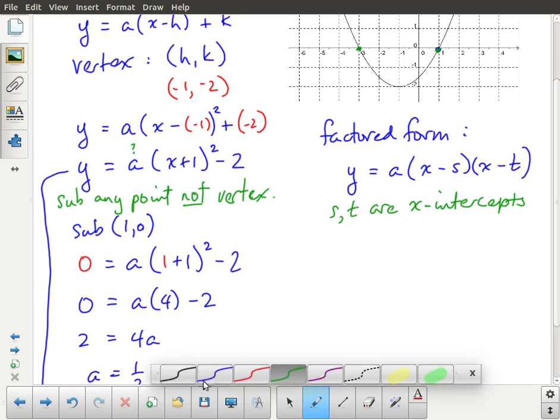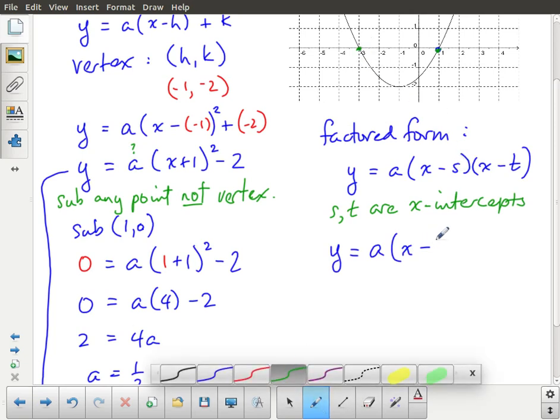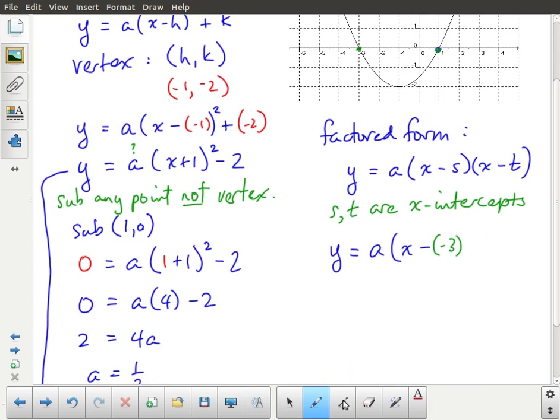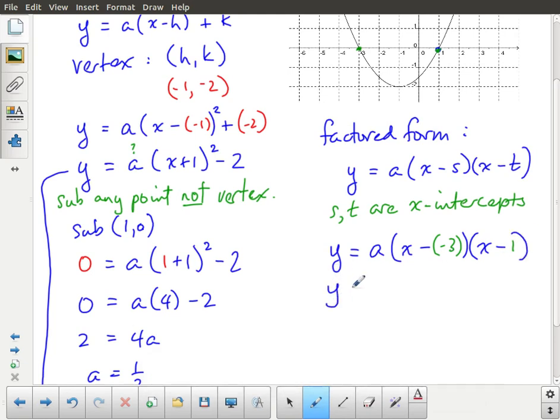So when I rewrite this equation, y equals a(x minus, but s is going to be -3, and x minus, and t in this case is going to just be 1. I don't need to put brackets around it because it's a positive value. And I'm going to simplify that. y is equal to a(x minus -3 is x plus 3), and x minus 1 just stays as written.